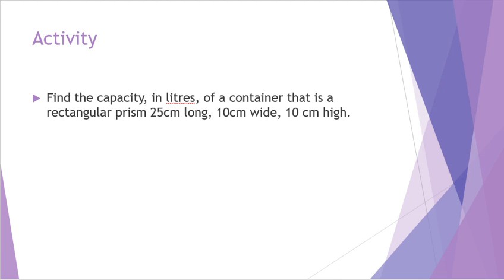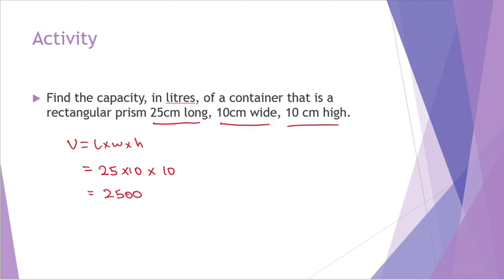All right. This is the activity question. I'll just go do it as well. Find the capacity in liters of a container that is a rectangular prism 25 centimeters long, 10 centimeters wide, 10 centimeters high. Okay. So let's start out by finding the volume. That will be 25 times 10 times 10. This will end up being 2,500 centimeters cubed.